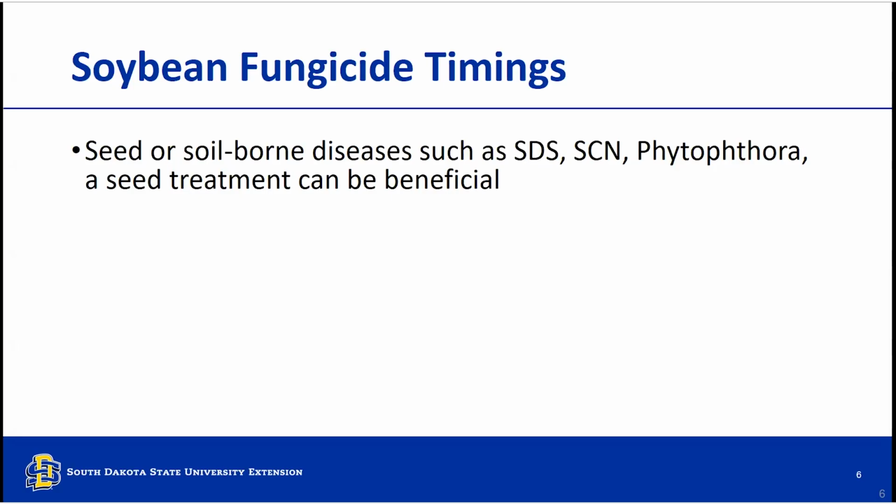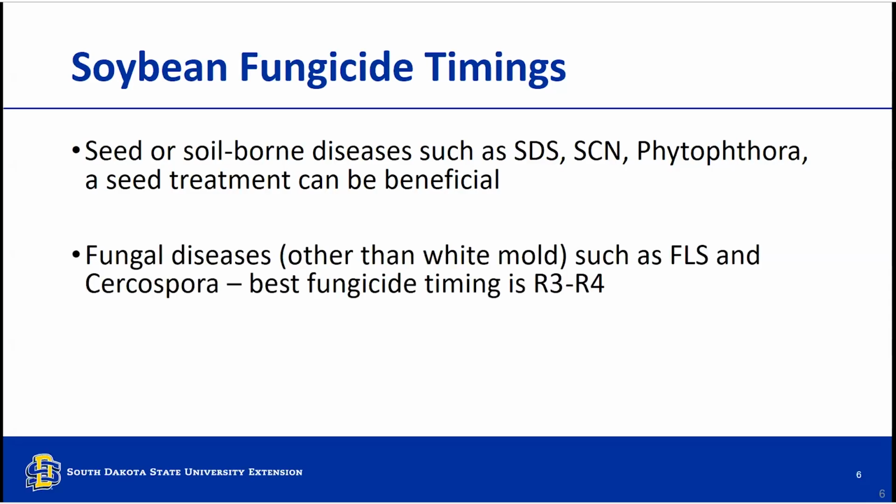If you're going into cooler, wetter ground, really look at a seed treatment for seed or soil-borne diseases such as SCN, SDS, which is sudden death syndrome, or Phytophthora. A seed treatment could be beneficial, but in South Dakota, quite honestly, research has been about 50-50. Some years it pays, some years it doesn't. It kind of depends on what month you're going in, and ultimately how much moisture we end up getting for that growing season. Now timing: do we need a fungicide for foliar application or not?